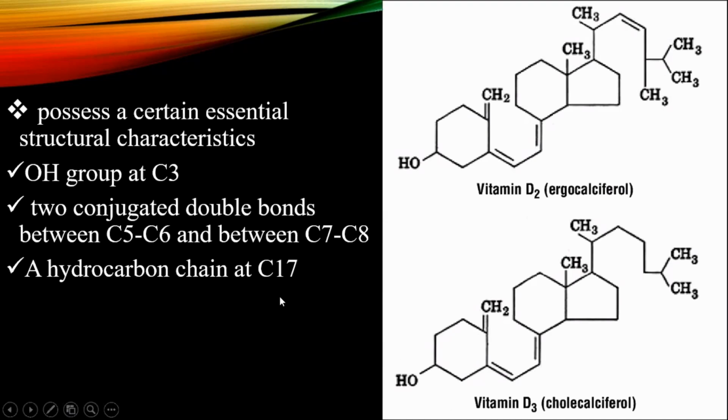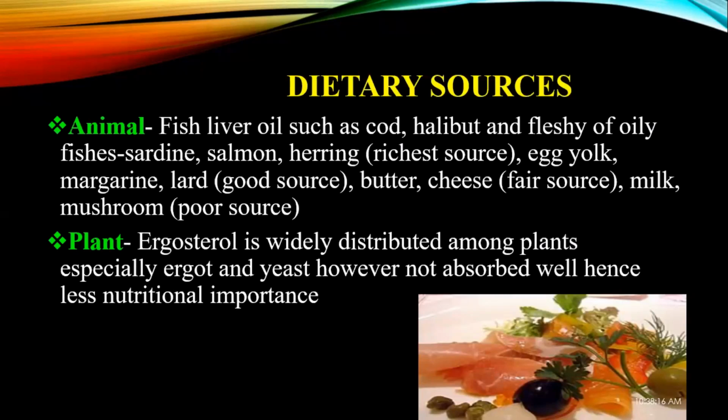And the hydrocarbon chain is present at carbon 17. So the differentiation between ergocalciferol and cholecalciferol is on the side chain only. And both are equally active in our body. So, dietary sources: cholecalciferol we can get from animals.